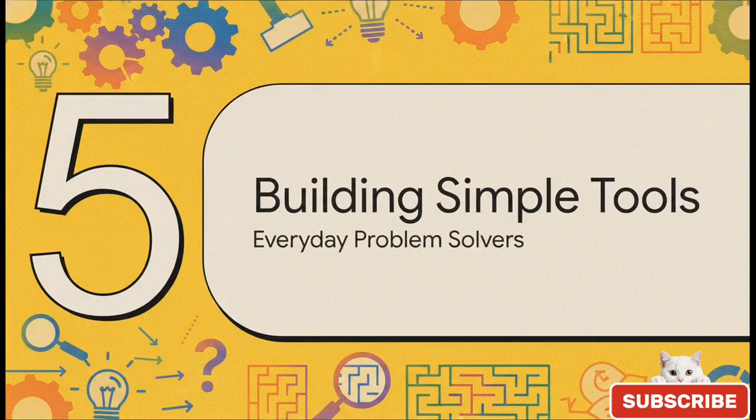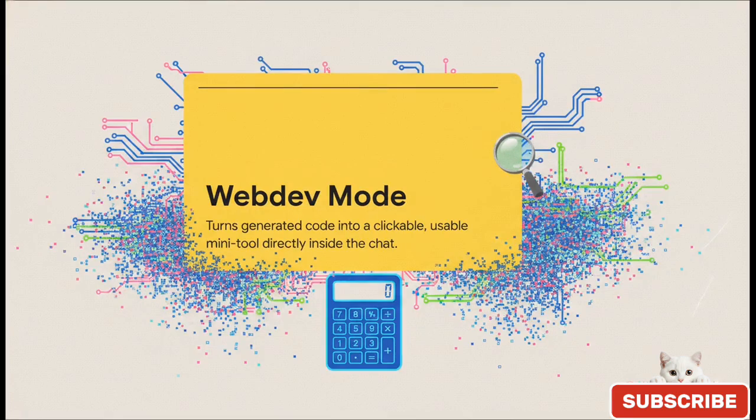Section 5. Building simple, everyday tools. Because AI isn't just about content creation, it has some amazing, smaller, hidden modes that turn it into an everyday problem solver. So have you ever asked an AI to write some code for you, and then you just end up staring at this giant block of text thinking, where do I even put this? Web dev mode completely removes that entire beginner hurdle. If you ask it to build, say, a simple calculator, it doesn't hand you a text file of code. It actually generates a fully working, clickable calculator right there inside the chat interface.